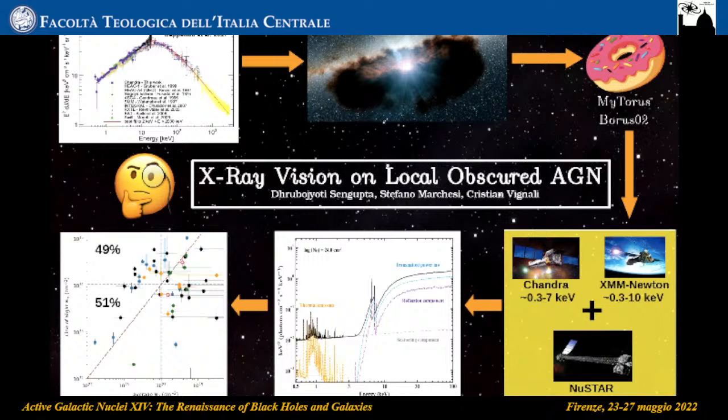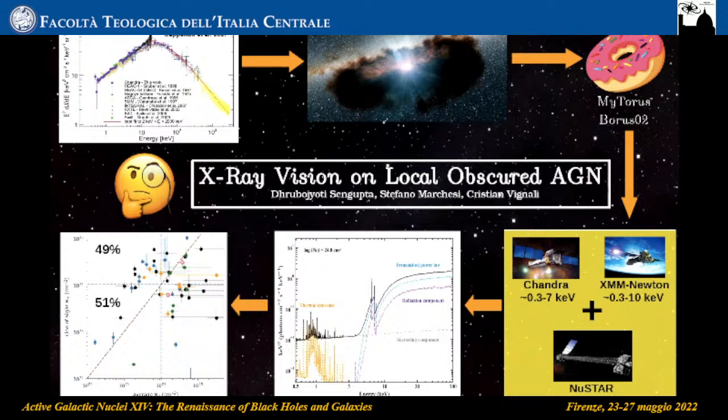Here I have presented a poster on studying AGN obscuration using torus models with broadband X-ray data. And why X-ray? Because the cosmic X-ray background contribution from AGN is significant, and also obscured AGN have a significant contribution to the CXB. And studying the column density of the obscured AGN, if it is above 10 to the power 24 per centimeter square, then it is called a CT or a Compton thick AGN.